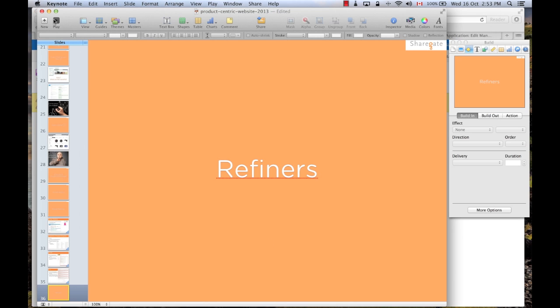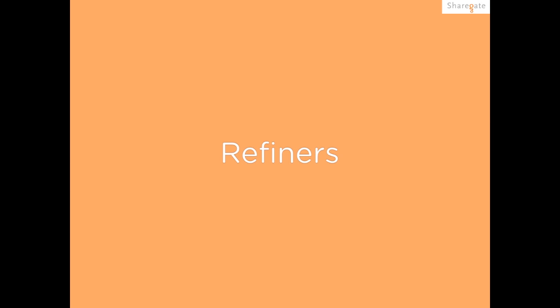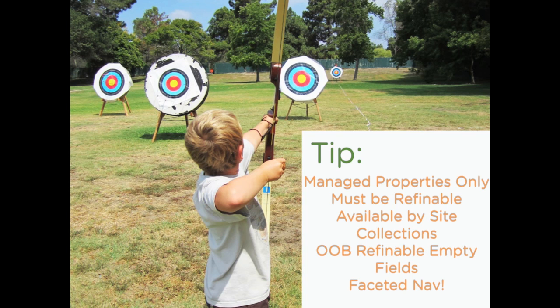All right. We've covered quite a bit of things. We are running almost out of time, but I hope this helps a little bit. So again, manage properties only. You have to make sure that they are marked as refinable. They are available by site collections as well, but most of them are going to be empty. Just make sure they're used for faceted navigation. This is really an awesome feature.